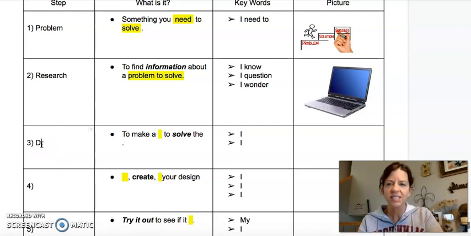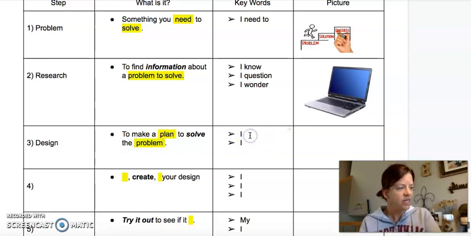All right, students, next we're going to design the problem or design the plan for our problem. So what that means is you are going to make a plan to solve the problem.